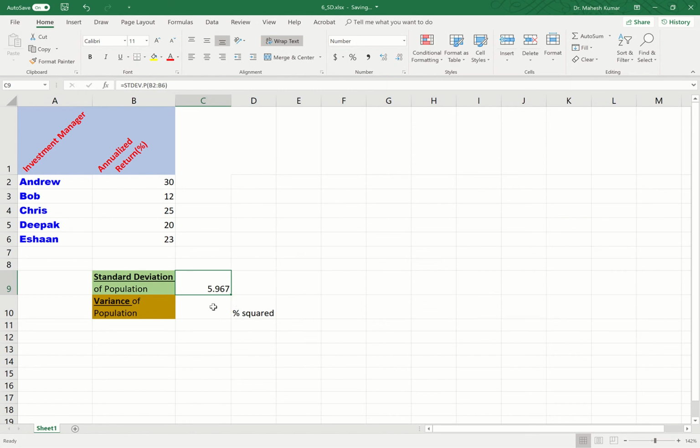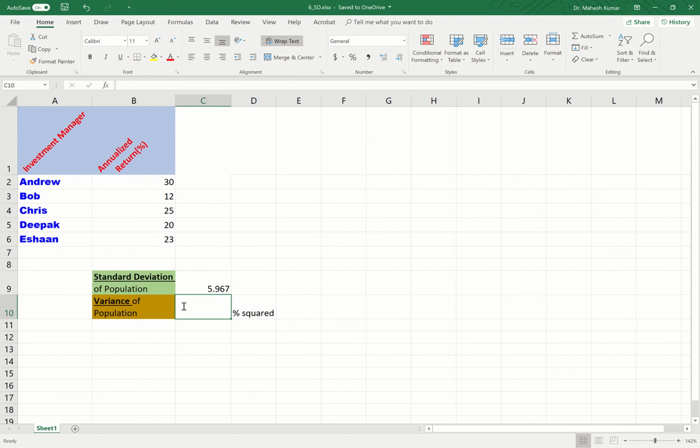and it becomes 5.967. So what does it basically mean? It just means that there is a variability that the actual return can be on either side. The mean can be plus or minus 5.967%. So variability in the mean can be plus or minus 5.967%, right?